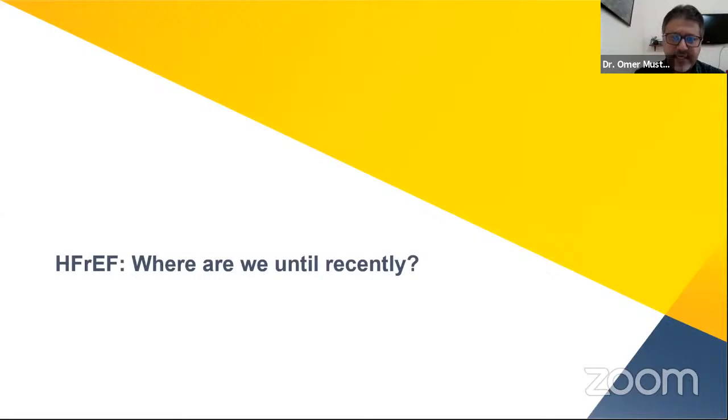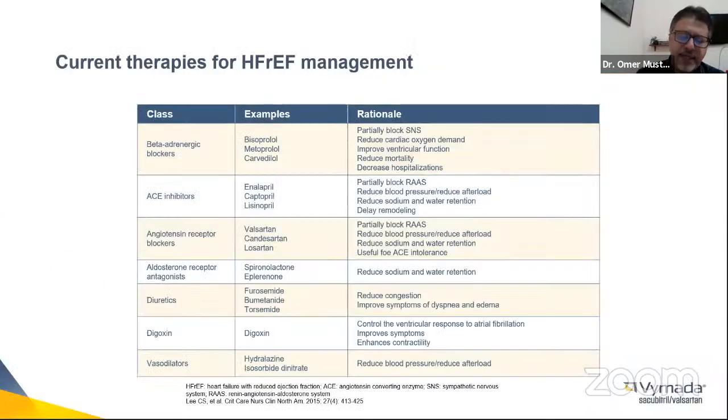So where are we until recently? The current therapies like beta blockers have been shown in various trials, such as COPERNICUS, to reduce mortality and decrease hospitalization. ACE inhibitors, angiotensin receptor blockers, aldosterone antagonists in the RALES trial, both spironolactone and eplerenone, diuretics, digoxin, which improves contractility but not mortality benefit, and vasodilators. So these are the current medications which we are all using, which are helping us, but this is not enough. We are treating the tip of the iceberg with these medicines.